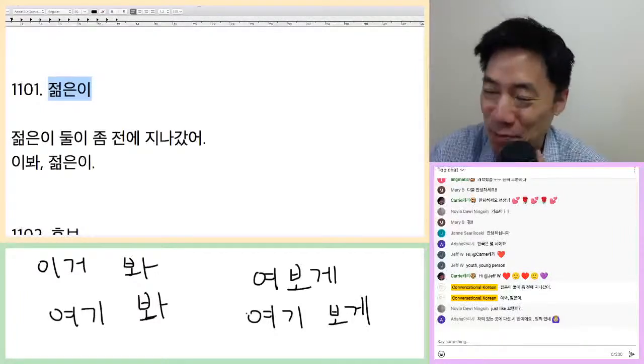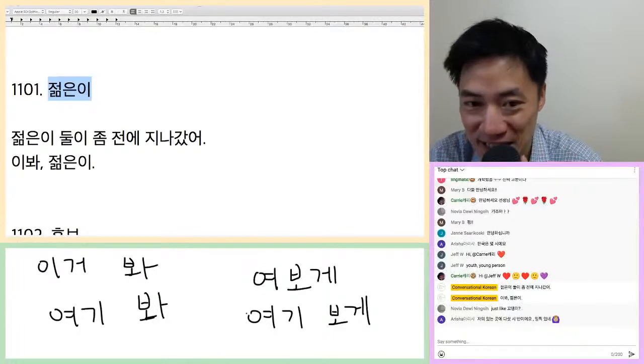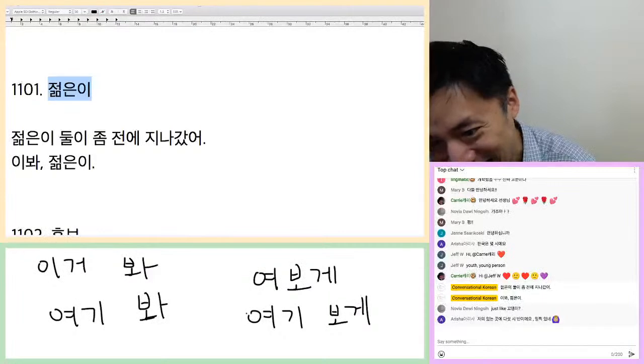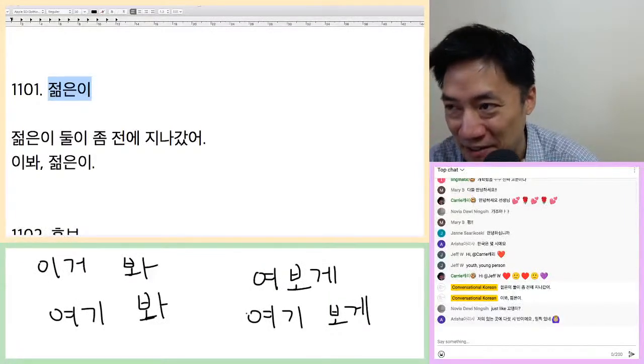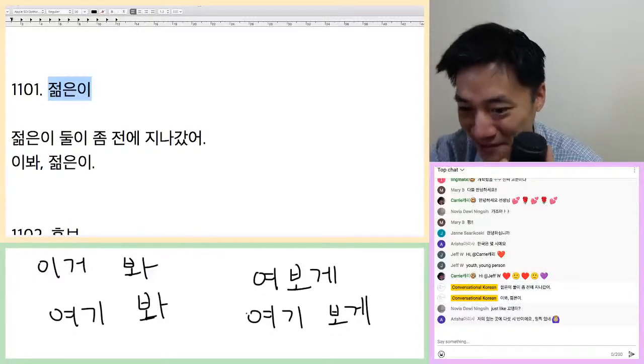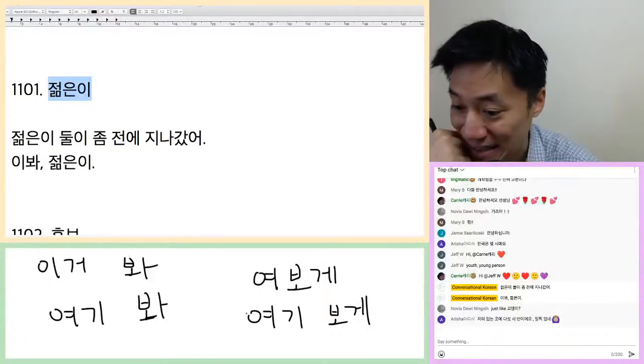꼬맹이. Oh, 꼬맹이 is more like a kid, very young, like 5, 6, or 7 years old. And sometimes 꼬맹이 means a very short person who is not tall, you can use 꼬맹이 too. But more originally, 꼬맹이 means a very young kid.